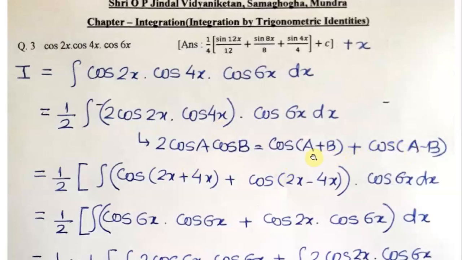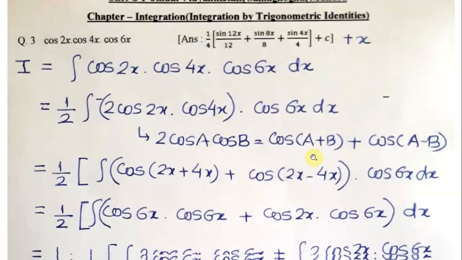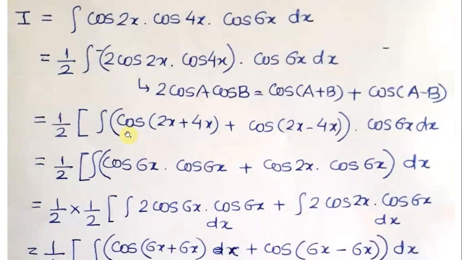So let us put in the values here. Now, if I put in the values, this will be cos of A plus B plus cos of A minus B.